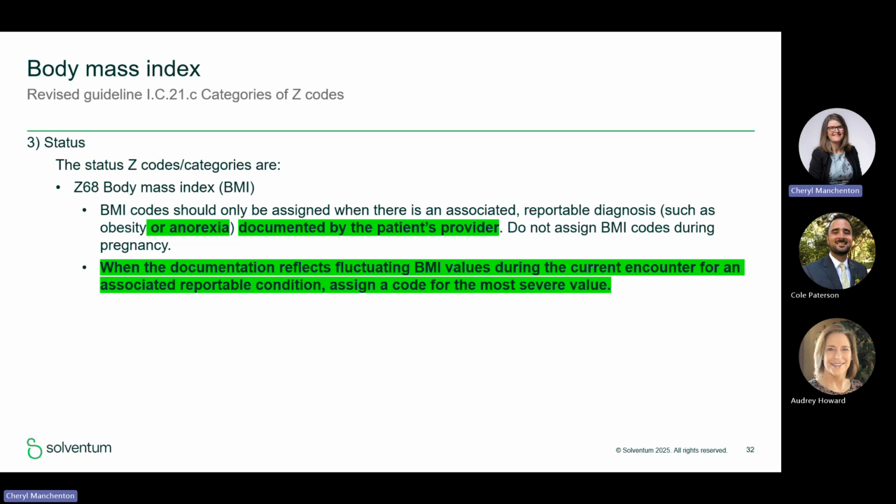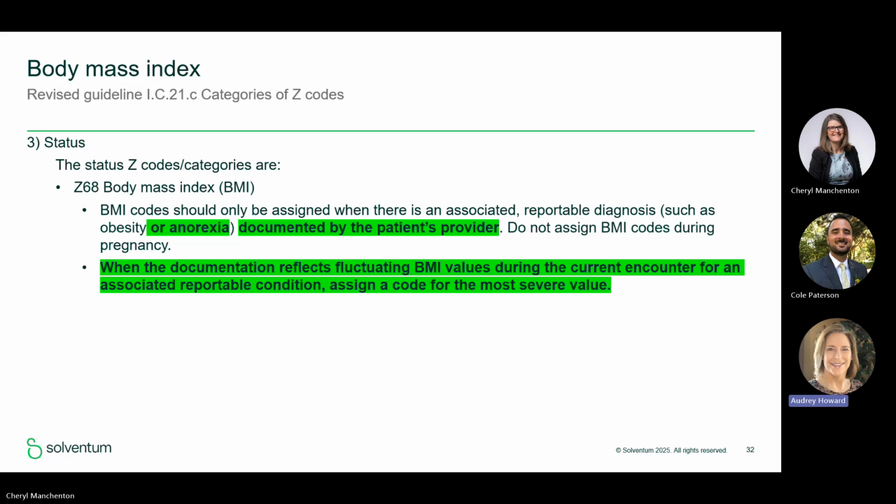And here's our next topic. The next topic is related to some changes in the official coding guidelines. So we wanted to add those revisions that were related to BMI. We know that in order to be able to add a BMI code, there first needs to be a corresponding diagnosis documented by the provider.